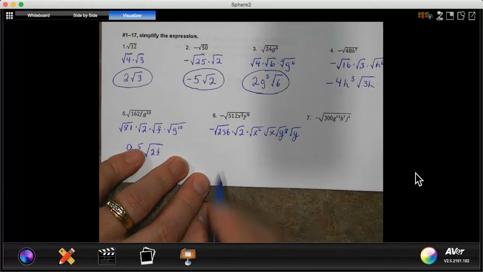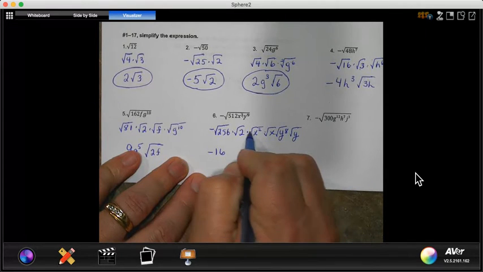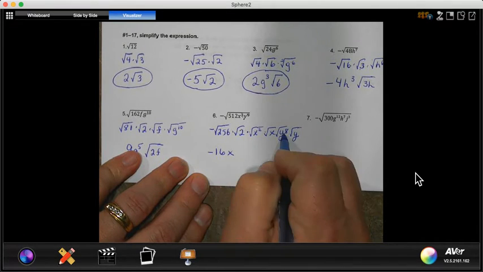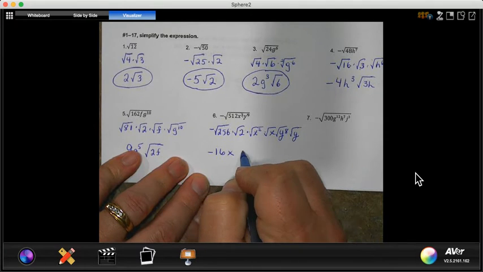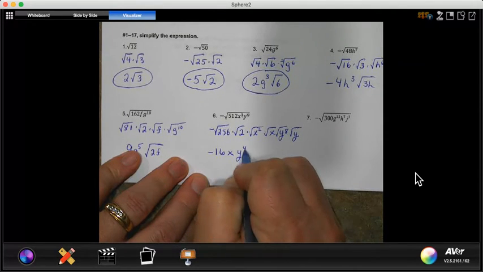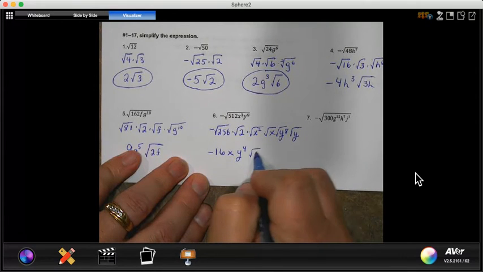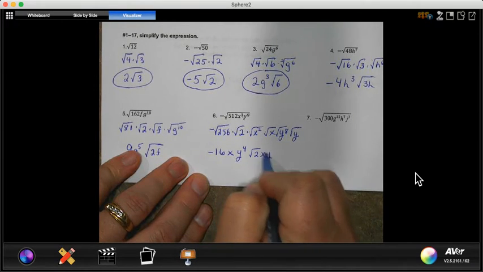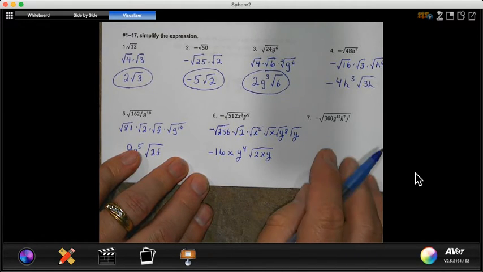Okay, so negative 256 is negative 16, square root of x squared is x, 8 divided by 2 is 4, and then everything that's not perfect goes back under. So I have root 2xy. Okay, that's about as tough as we can make it.